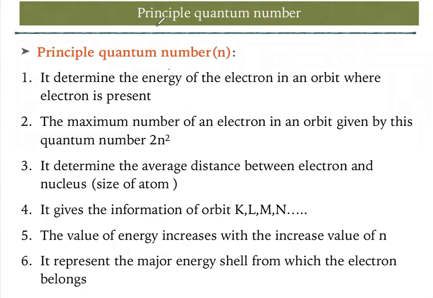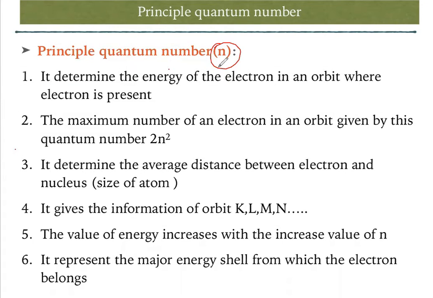The first quantum number is the principal quantum number. The principal quantum number is represented with a small n. It determines the energy of the electron in the orbit where the electron is present. So how do you know that the principal quantum number determines the energy? You take the Bohr concept: E equals minus 13.6 Z square upon n square. Now what is n? n is the principal quantum number or shell number.